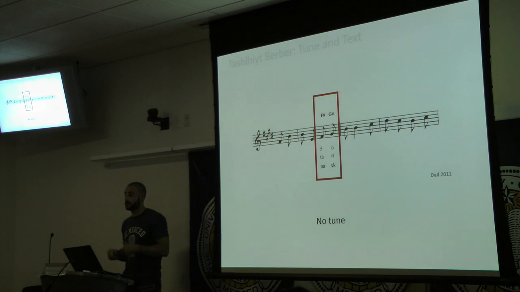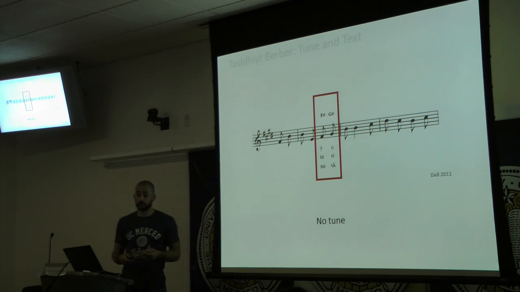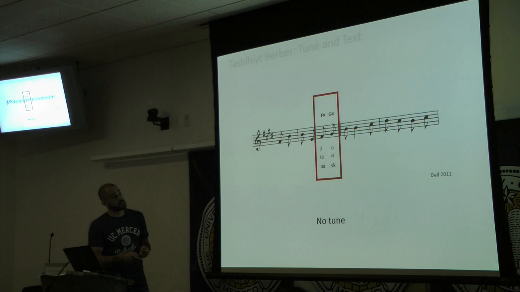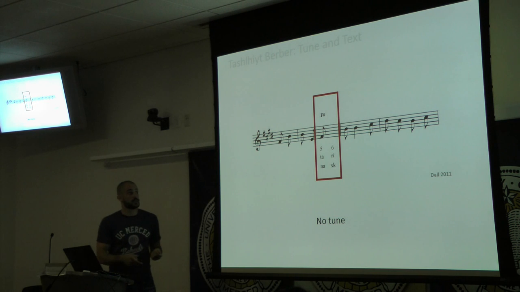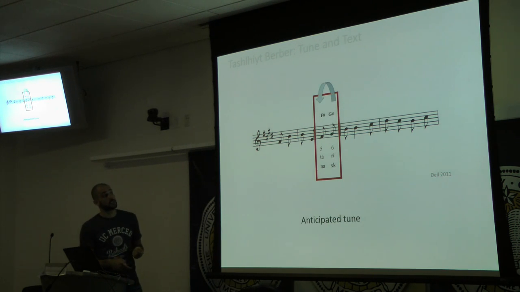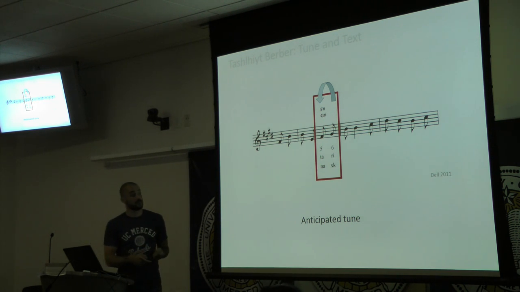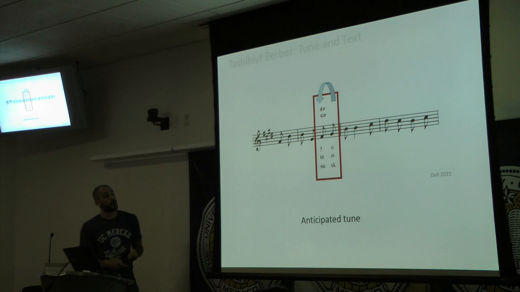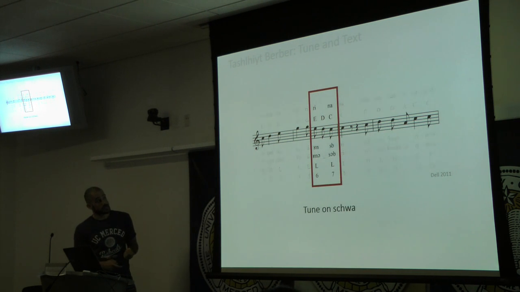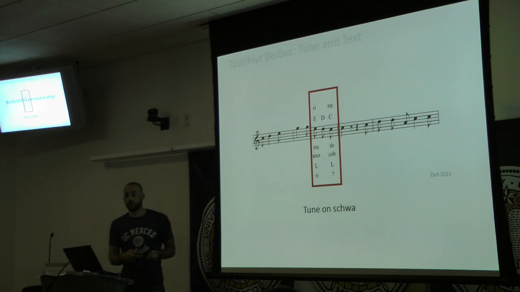What happens when a syllable is not able to bear a musical note? Well, in those cases, there are three options. The first one is you drop the musical note. The second one is you anticipate the musical note, so you produce F and G on the preceding syllable, right? And the third option is you produce a musical note on a non-phonological element, a transitional vocalic element, schwa.